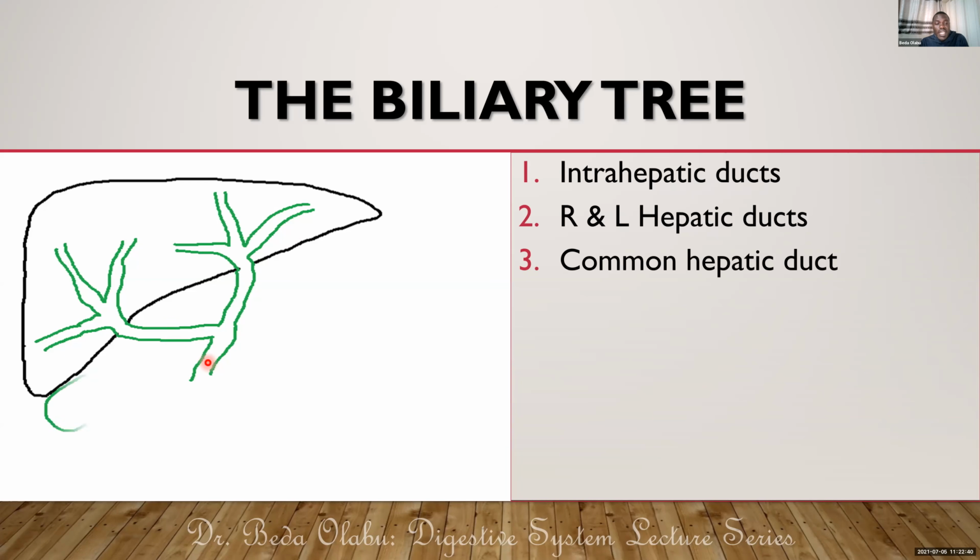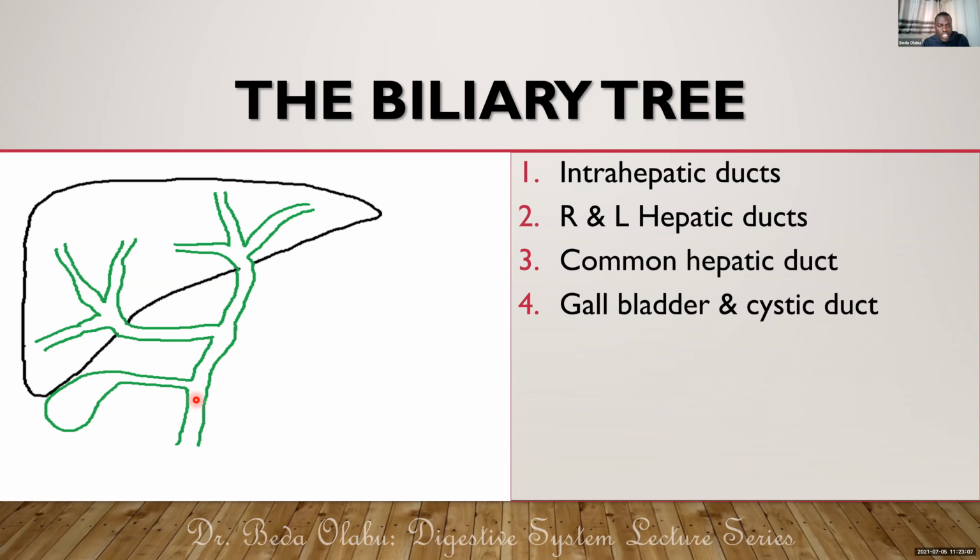The common hepatic duct is joined by the duct which comes from the gallbladder. So this is the gallbladder, and this is the duct which is coming from the gallbladder. The duct of the gallbladder is known as the cystic duct. So this cystic duct joins with the common hepatic duct so that they then form a common channel. That common channel is what we are calling the common bile duct.